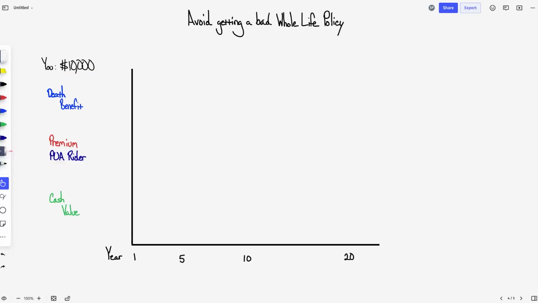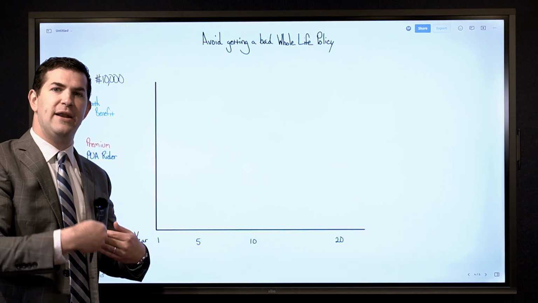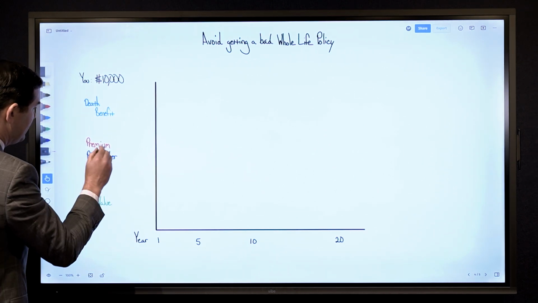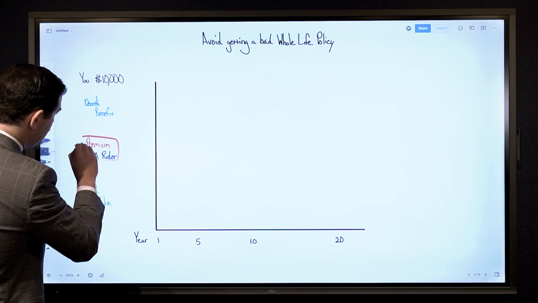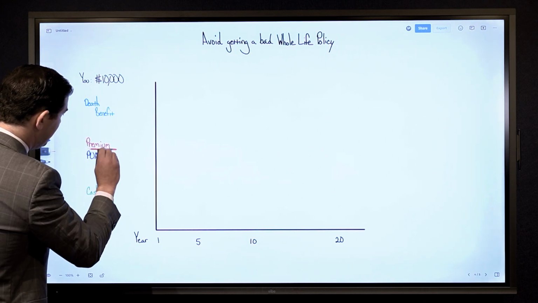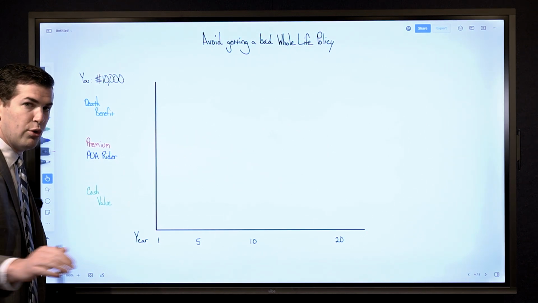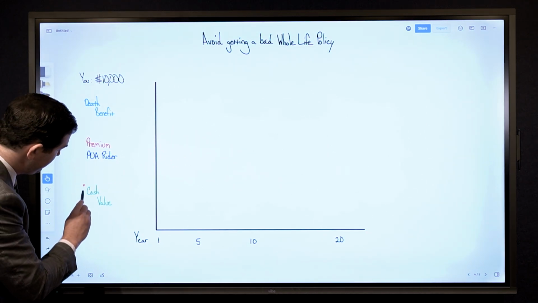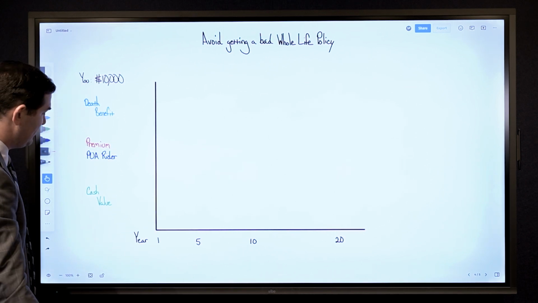And we've got three different items here. We have the death benefit. This is the actual life insurance policy, meaning when you die, this benefit will be paid to your beneficiaries. Then we have you paying money in, and we've got two terms. We've got the insurance premium and then the paid up additions rider. We'll go through exactly how both of those work. And then we have the cash value. Here's what everyone is interested in.